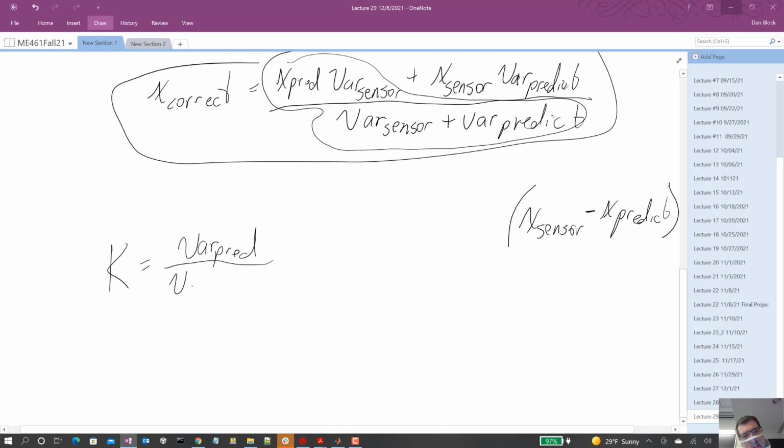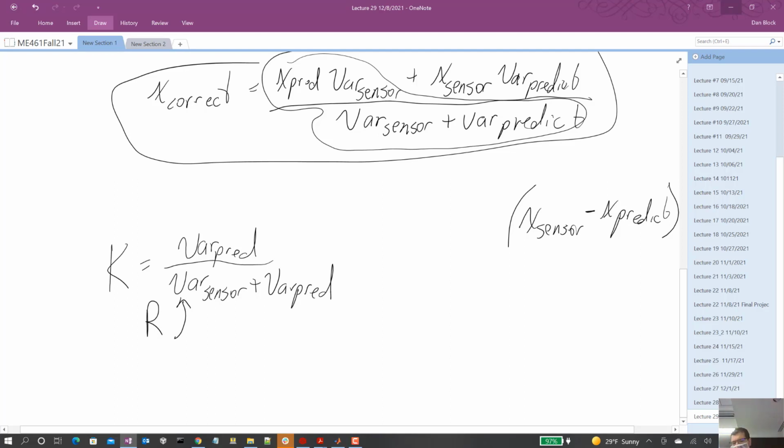divided by variance of the sensor. You're going to see in a little bit, we're going to call this R, the 1 over how much we trust the sensor reading. We'll call that R in our Kalman filter, plus the variance of our prediction. Okay, so that's our K gain.